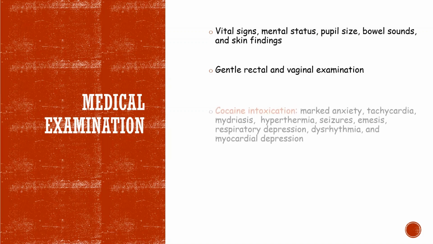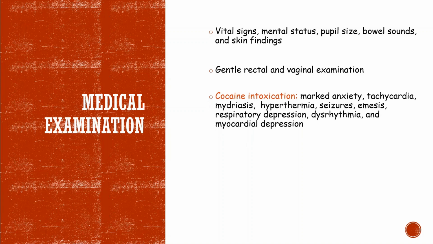Now, after understanding a bit of theory about body packers, let's see what we find on a medical examination in these patients. We need to look at the vital signs and mental status of the patient. Pupillary size is often an indicator. For example, in this case, it was miotic. Also check bowel sounds and skin findings. It is recommended to do a gentle rectal and vaginal examination to see if there are any drug bags in the orifices. Look for signs of intoxication.